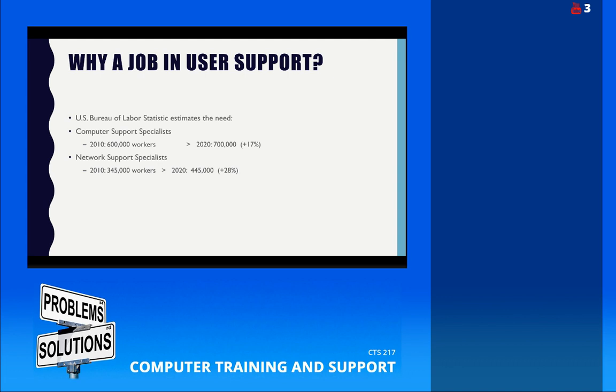Well, because we need people, for one thing, so jobs are there. Back in 2010, you can see here that we had a number of computer support specialists and network support specialists that we needed. In 2010, we needed 600,000 computer support specialists and 345,000 network support specialists.